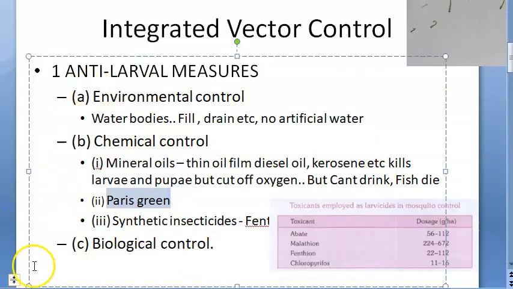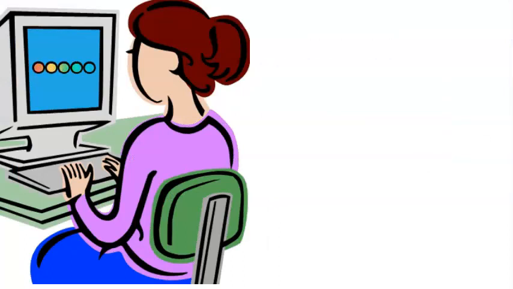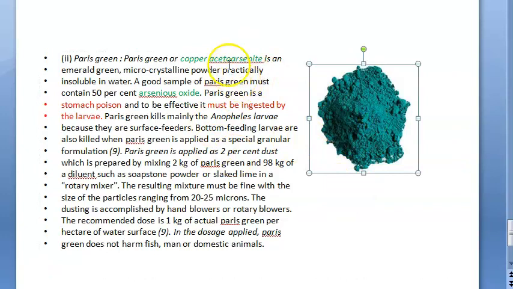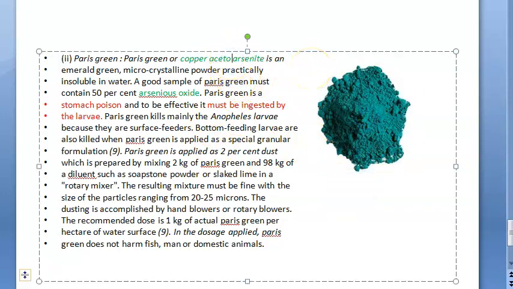Next, let's go to Paris green. No, guys, we're not going to Paris. Don't worry, we're here only. So Paris green basically is copper acetoarsenite. What is it? Arsenite. It has arsenic oxide. This is a stomach poison. So the larva should eat it if you want them to die.